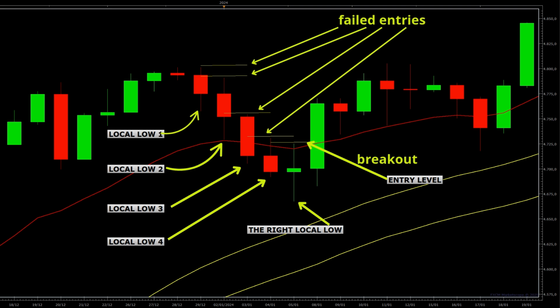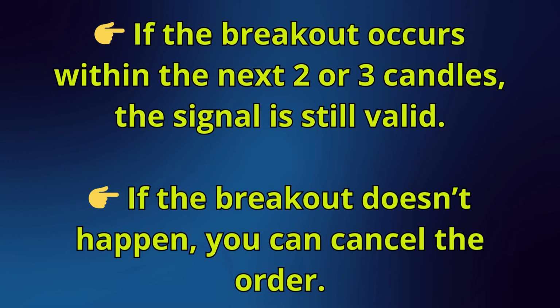As the price makes a new local low, we move our pending order to the high of that new candle. The previous orders, or failed entries, are never triggered. We only enter when the market is ready and breaks the high of the actual right low. To ensure the setup has momentum, we add a time filter. The breakout of the high should happen within the next 2 or 3 candles. If it takes longer than that, the momentum may have faded, and it's safer to just cancel the pending order.